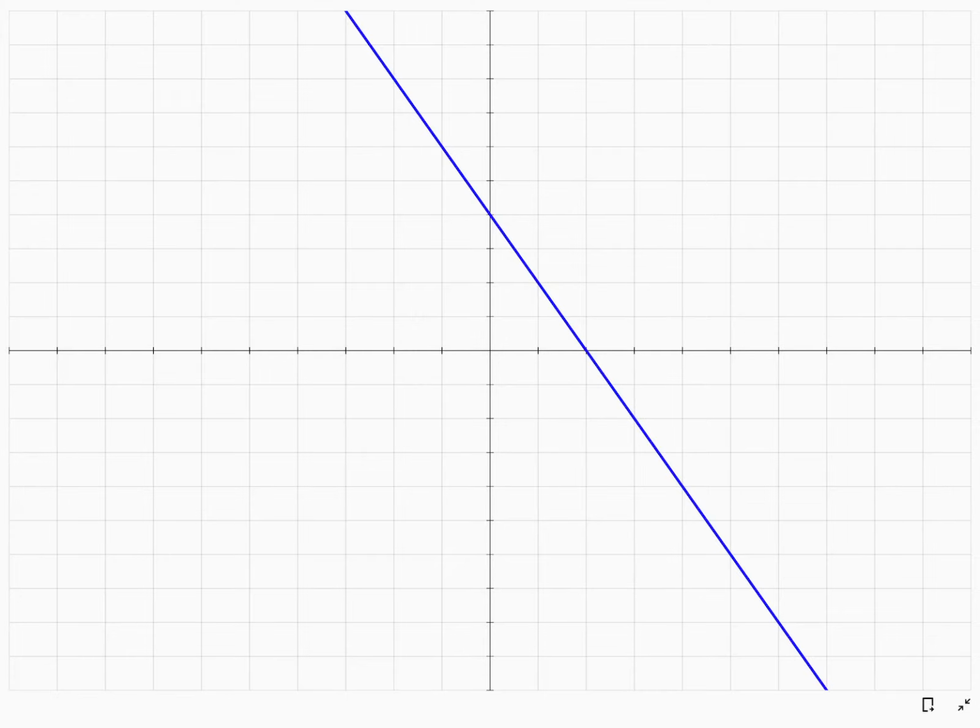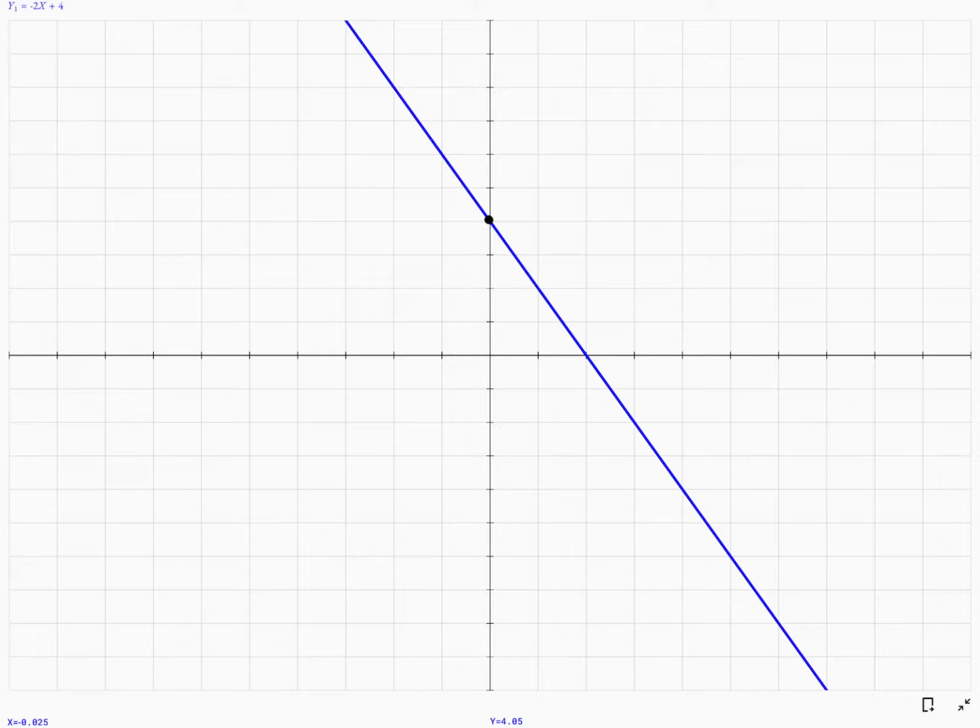Looks pretty much like that rough sketch we just did. The y-intercept is at positive 4. We move down 2 and over to the right 1, down 2 and over to the right 1, and we get an x-intercept of positive 2.